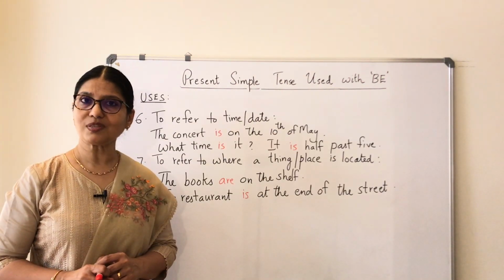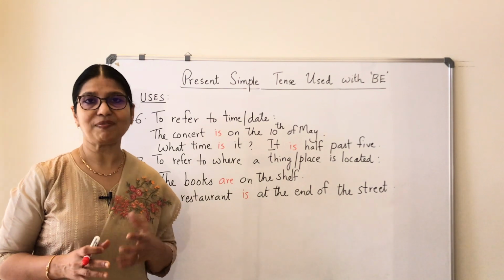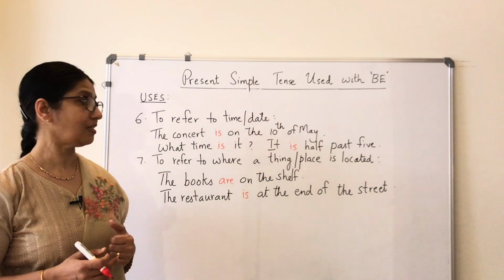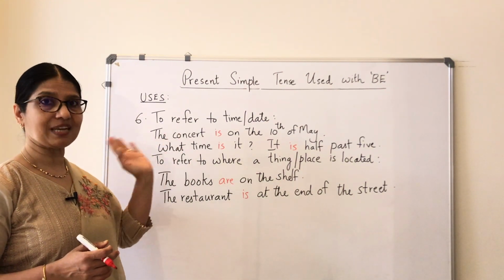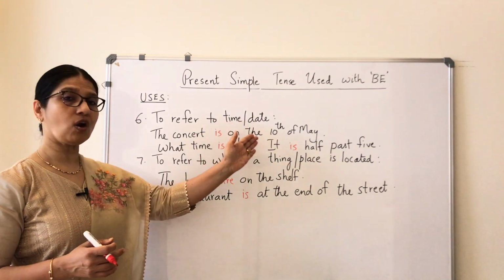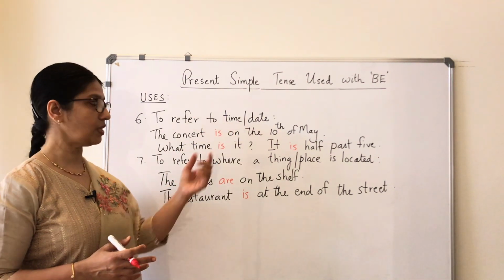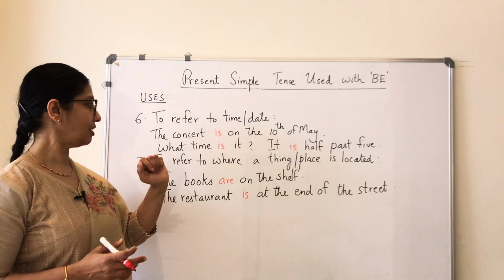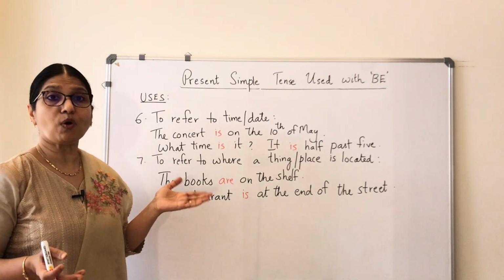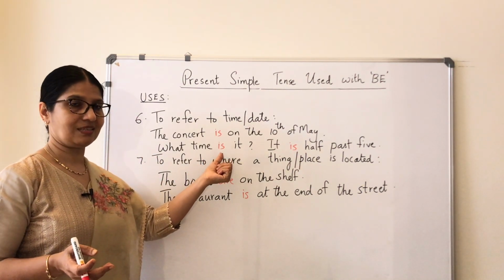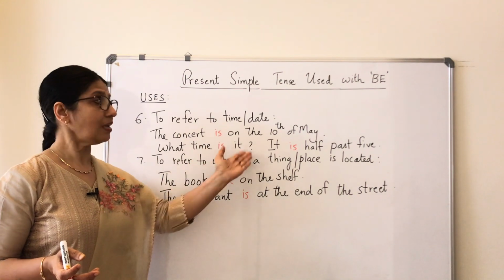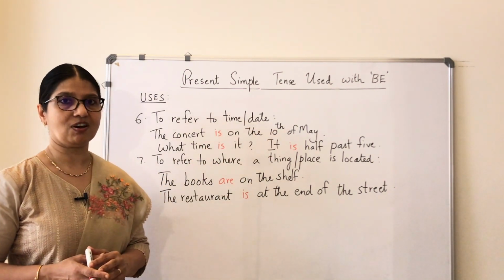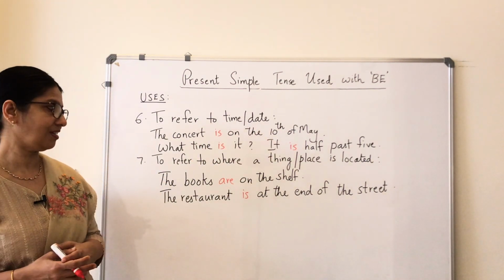Yet another use of the verb be is when we have to refer to time and date. So here we have some examples. The concert is on the 10th of May. So is is a form of be. Or somebody may ask you, what time is it? And you may reply, it is 5:30 or it's 7 in the evening.